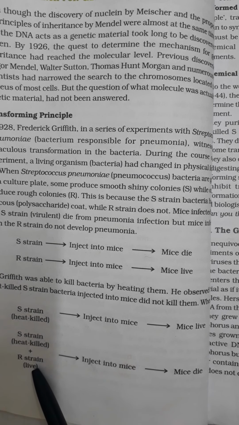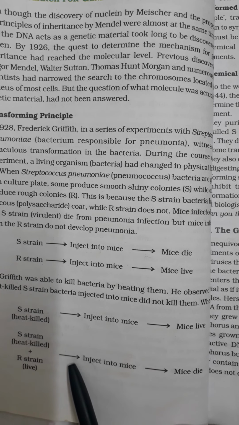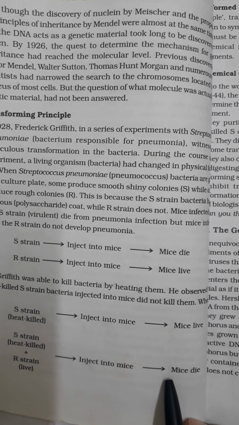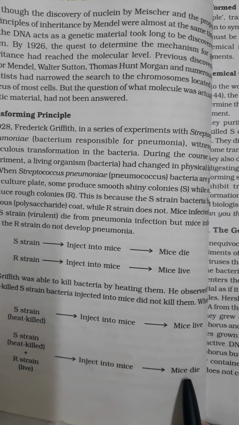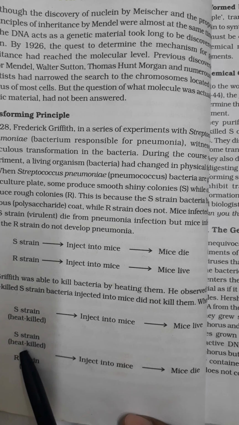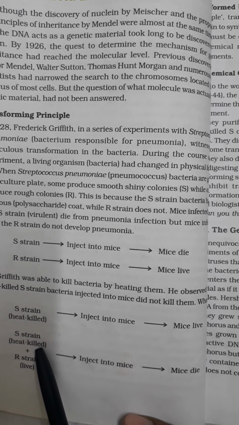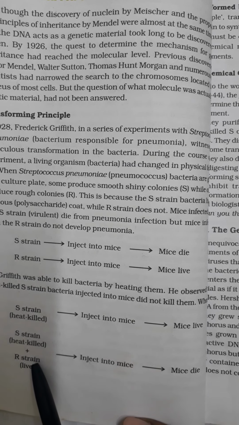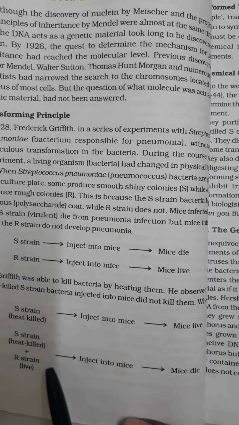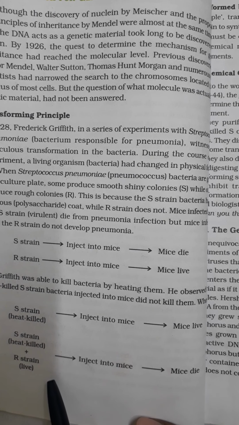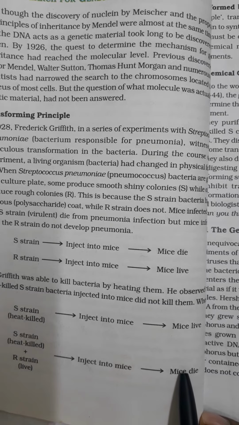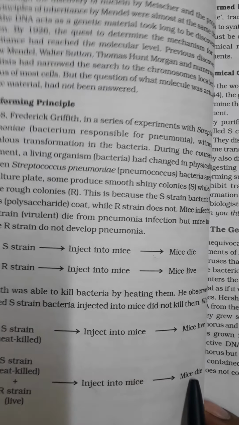When a mixture of heat killed S strain and live R strain bacteria is injected into the mice, it causes pneumonia infection that leads to death. Here the genetic material of the heat killed S strain bacterium entered into the R strain. Later it developed a polysaccharide coat. Then it was able to cause infection in the mice, that leads to death of the animals.